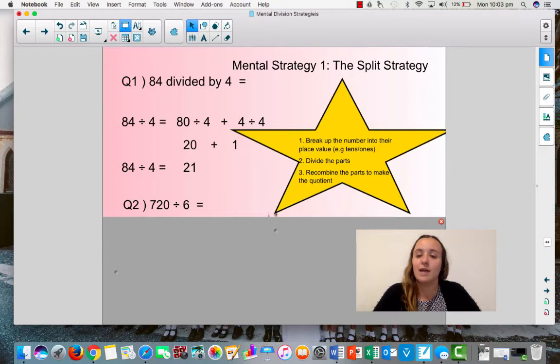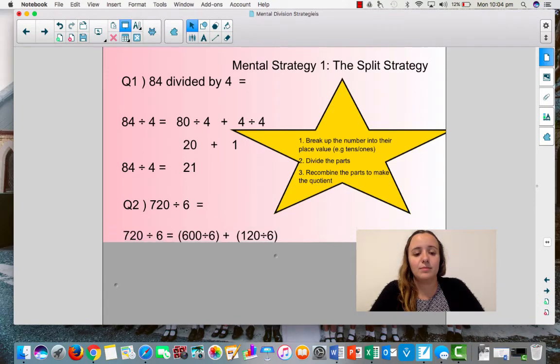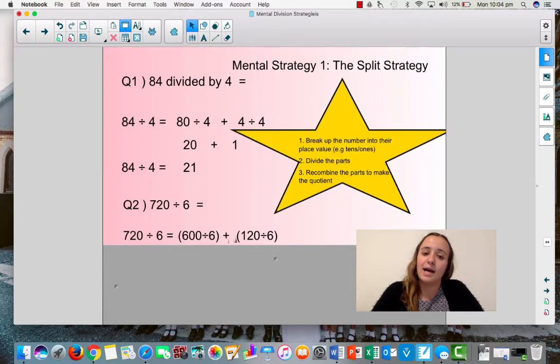So we've got 720 divided by 6. So here we're going to have to split our number or break it up into the different place values. We've got hundreds, tens and ones. See if you can start to do this in your maths book along with me. Right, let's split it up. Okay, so we've got 600 divided by 6, okay, and 120 divided by 6. We've done that because these numbers are factors of 6.